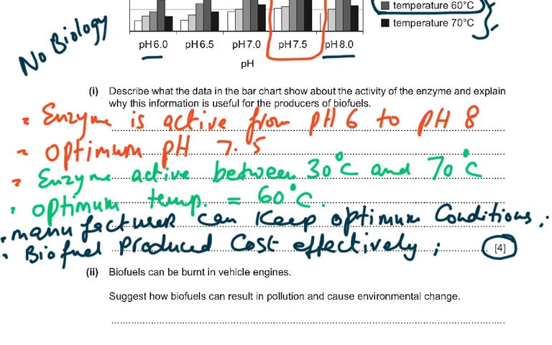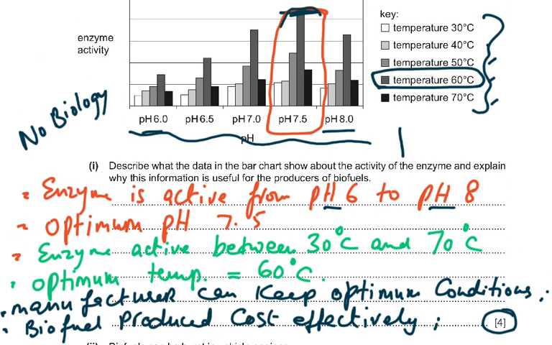So you can see the enzyme is active from pH 6 to pH 8. Why? You can see all this activity in the graph. Optimum pH is 7.5. Why? Because you have the highest activity at pH 7.5. This is the one which you are seeing here. Then enzyme active between 30 and 70 degrees Celsius because you have all these data from these different temperatures as well. Optimum temperature is 60. Why is it 60? Because you can see this one here. Now this one here, let's give it another color. So you can see this one here is this one.